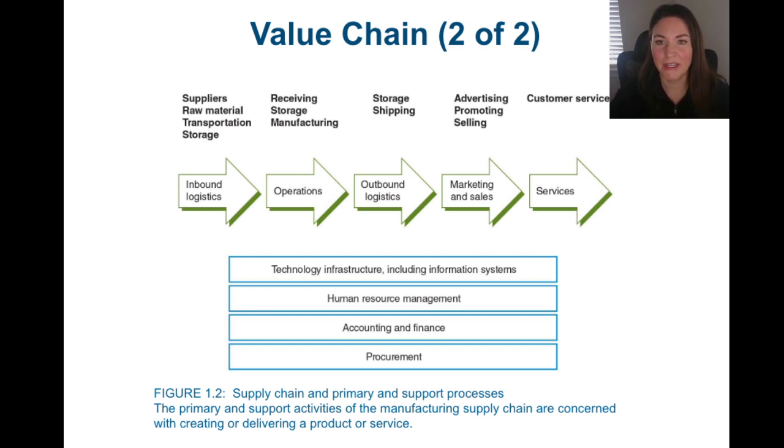So the supply chain has primary processes and support processes. The primary processes are directly concerned with creating and delivering the product or service. Okay, that's the main goal of the supply chain, right? Then there are four support processes that you can see at the bottom, including technology, infrastructure, human resource management, accounting and finance, and procurement.